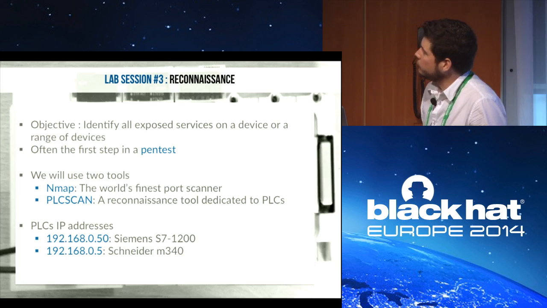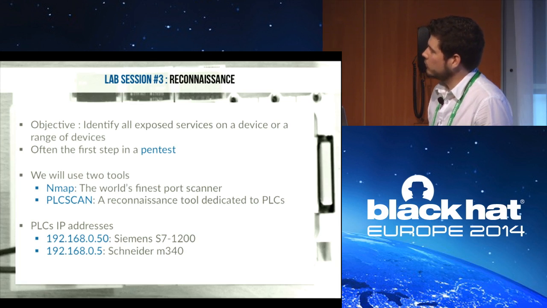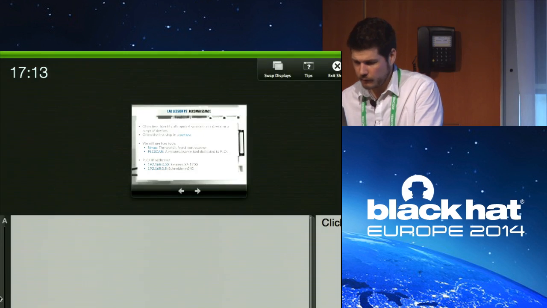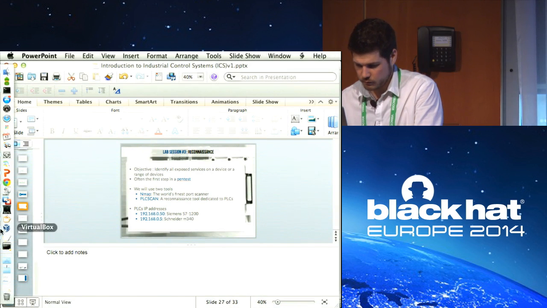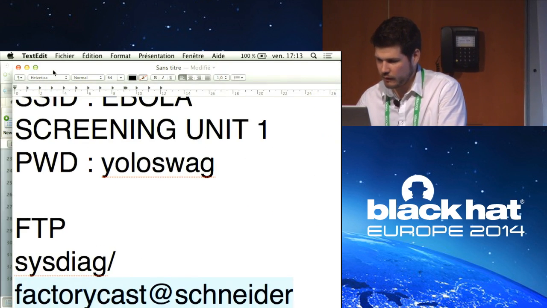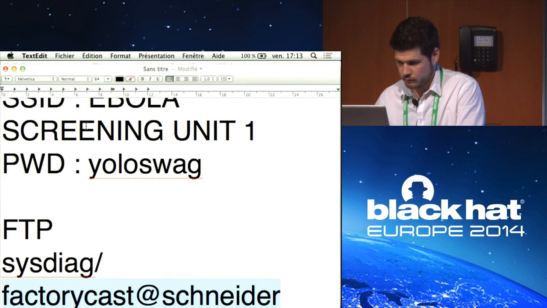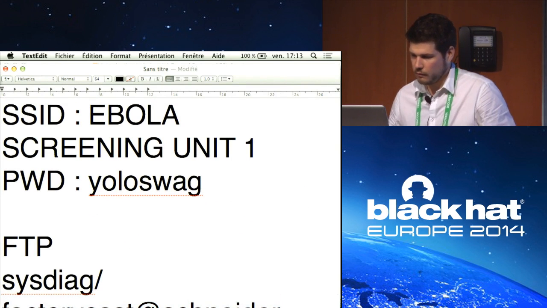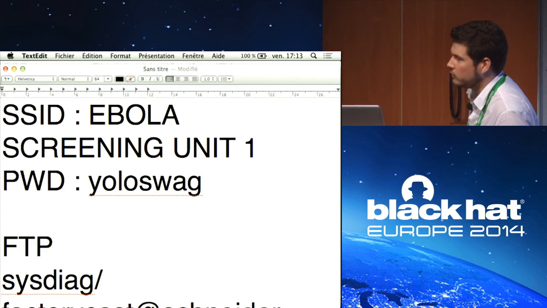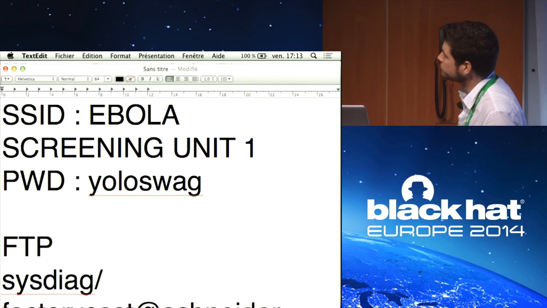Okay, so the first phase would be the recon. So we're going to try to do a port scan and identify the ICS on the network. So I just plugged in a Wi-Fi access point. Sorry. So here you have the SSID and the password. Just try to connect and tell me if it works. Yeah, it's kind of a funny SSID.